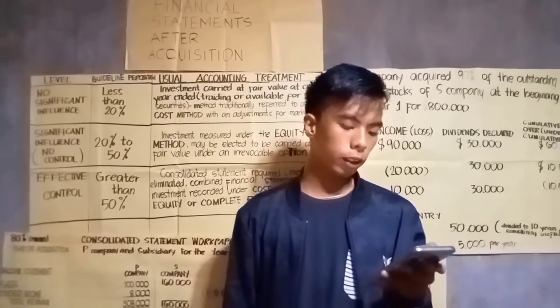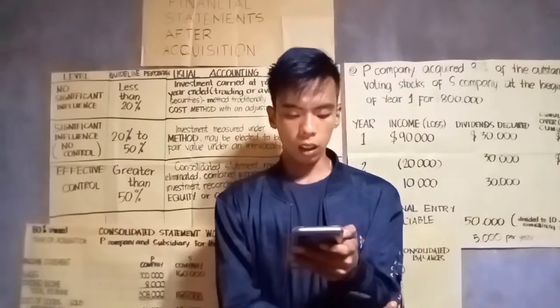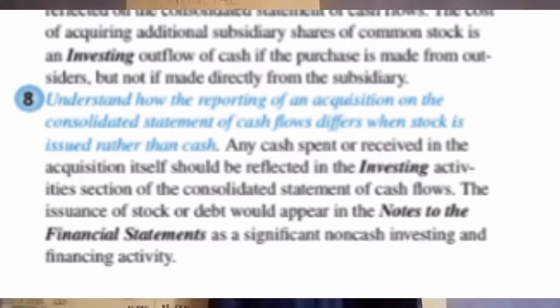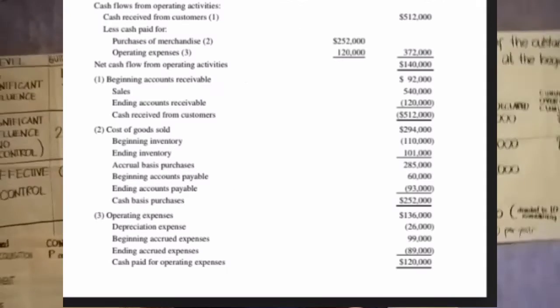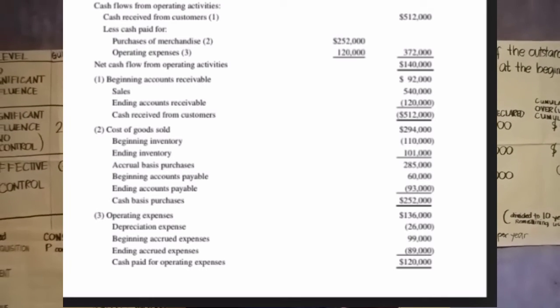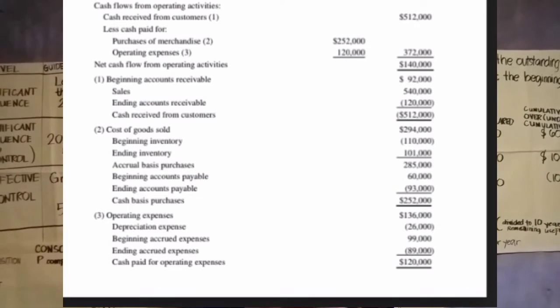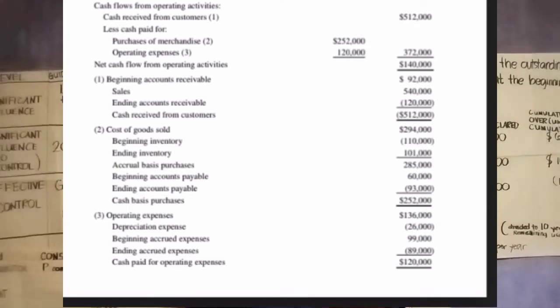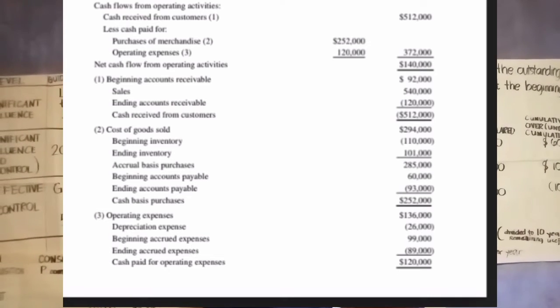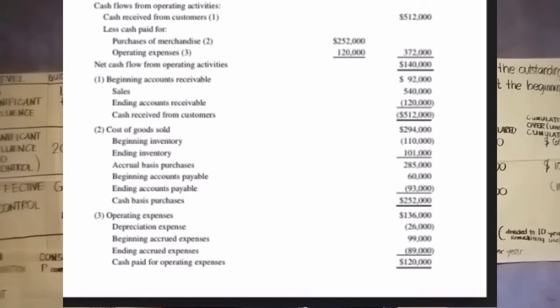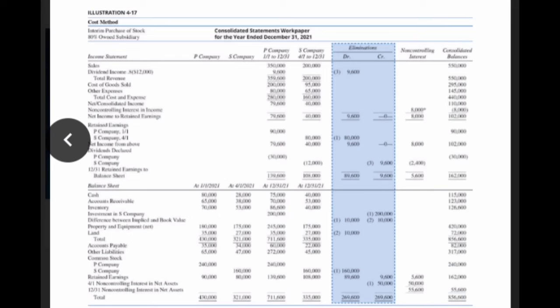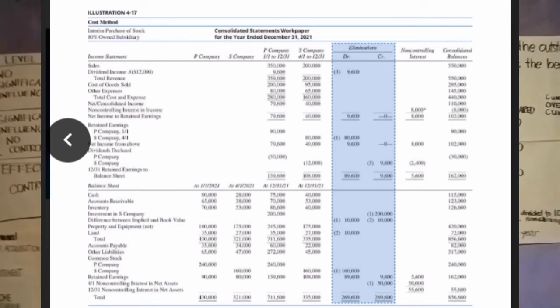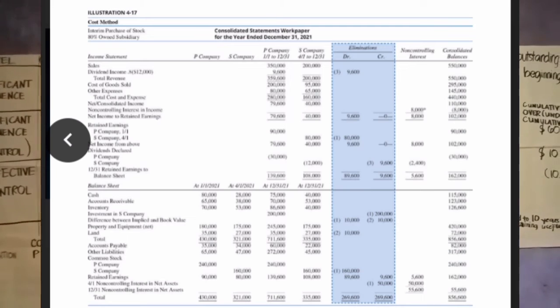Understand how the reporting of an acquisition on the consolidated statement of cash flows differs when stock is issued rather than cash. Any cash spent or received in the acquisition itself should be reflected in the investing activities section of the consolidated statement of cash flows. The issuance of stock or debt will appear in the notes to the financial statements as a significant non-cash investing and financing activity. And that's all.